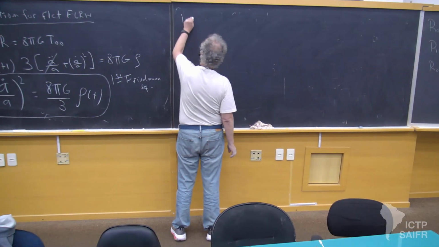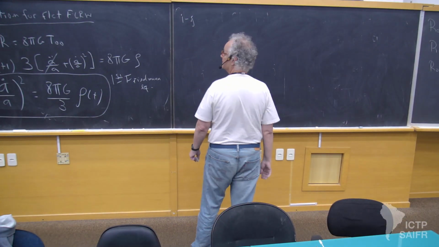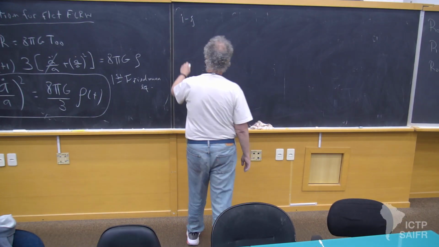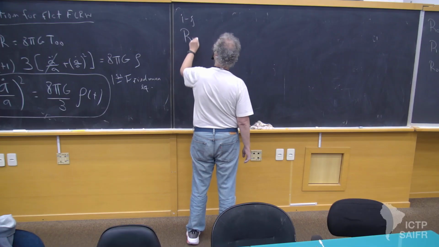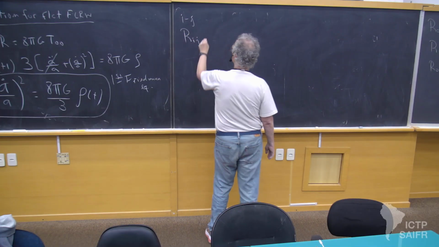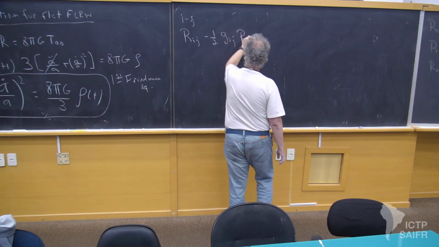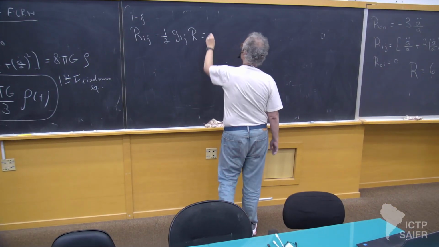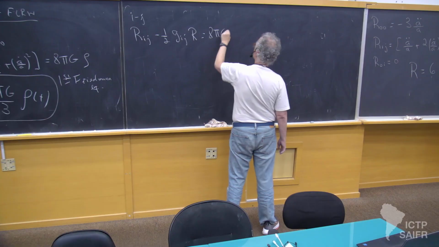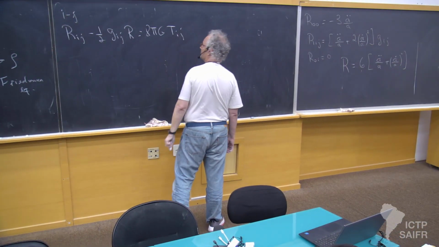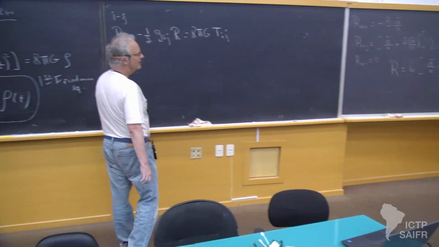Which is the Einstein equation. So the Einstein equation is R_ij minus 1/2 g_ij R equals 8 pi G T_ij. Now what's R_ij?